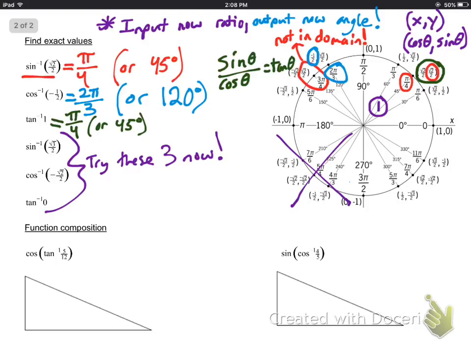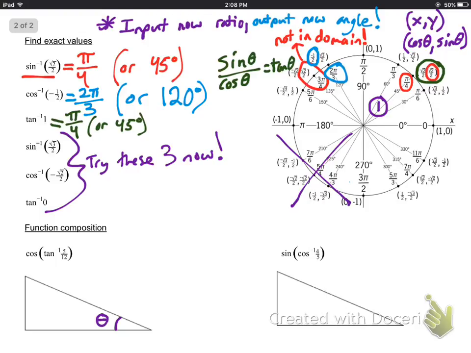Alright, moving on. This is the trickiest part of this unit, or this topic. What we're going to do is a function composition. That means one function's inside the other, and one of these will always be an inverse. So you see we have tangent inverse of a ratio, and the outside of the function is cosine, okay? First thing you want to do on these is draw a triangle if it's not already drawn. I already got one drawn here for you.